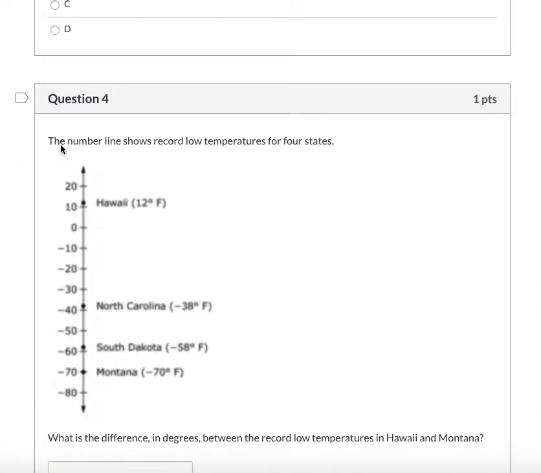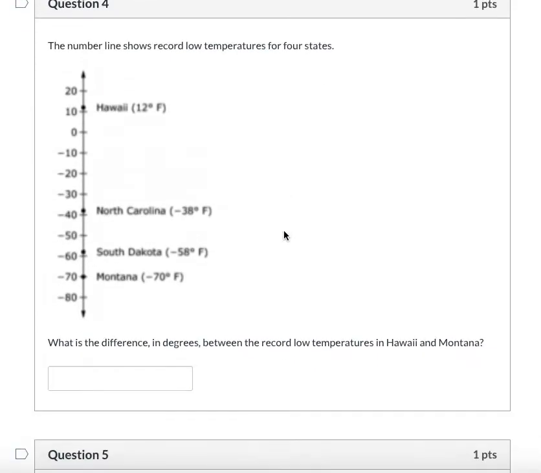Question 4. The number line shows record low temperatures for 4 states. You have Hawaii, North Carolina, South Dakota, and Montana. What is the difference in degrees between the record low temperatures in Hawaii and Montana? Type in your answer below.